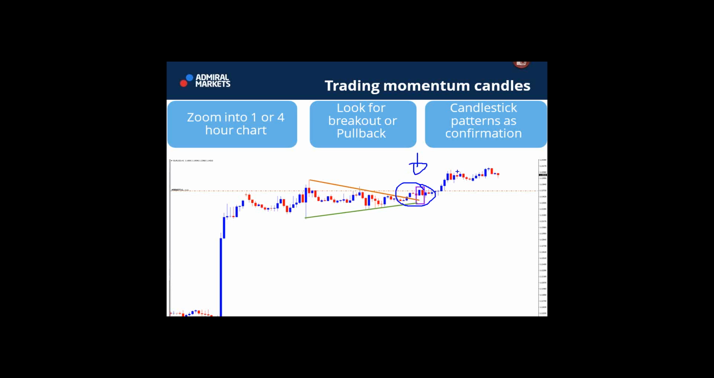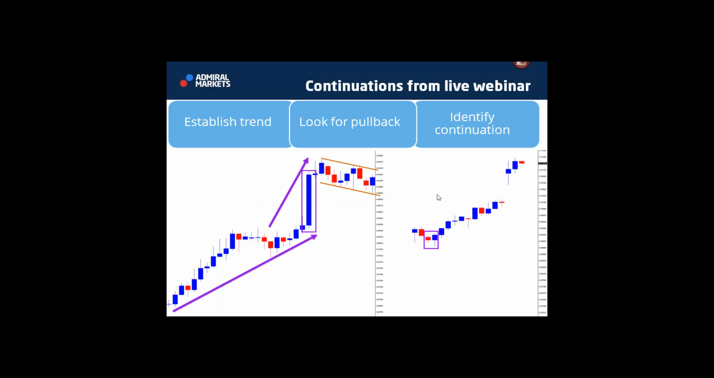And this was taken on the hourly. I think the setup looked the same on the 4-hour, to be honest. And up it went after a few hours at least. 1, 2, 3, 4, 5, 6 hours, and then it started to move up.